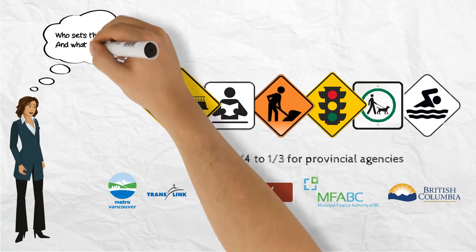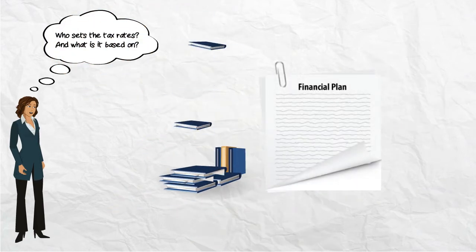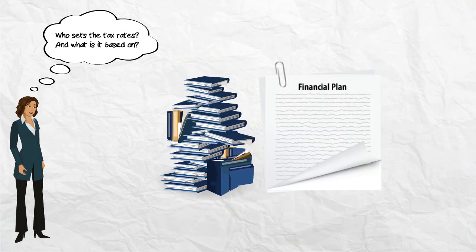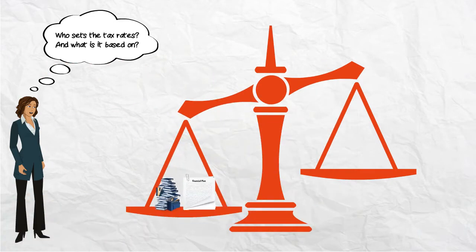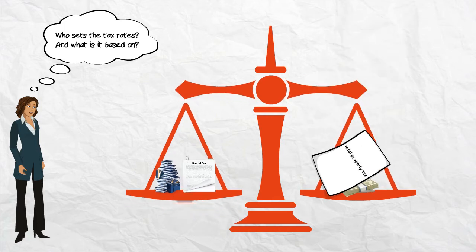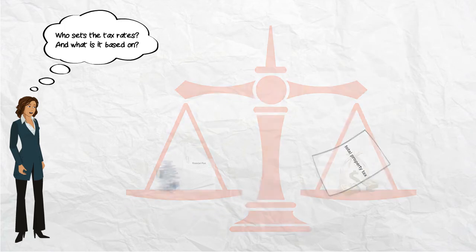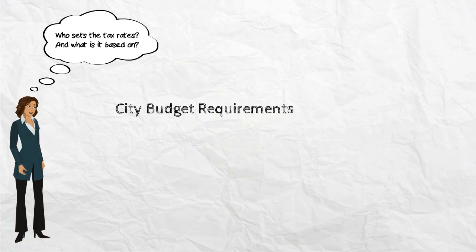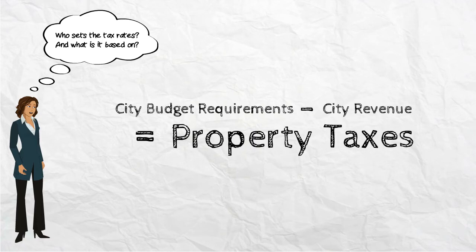Who sets the tax rate, and what is it based on? First, the annual budget and the 5-year financial plan is approved by the City Council, which determines the level of service provided to residents each year. Once all the expenses are established, other estimated city revenues are subtracted from this amount until we arrive at the property taxes that are needed to balance the budget. In short, our city's budget requirements, minus our city's revenue, equals the total property taxes needed for 1 year.